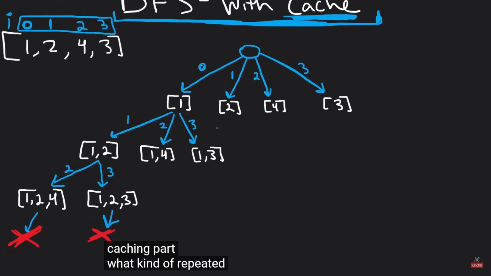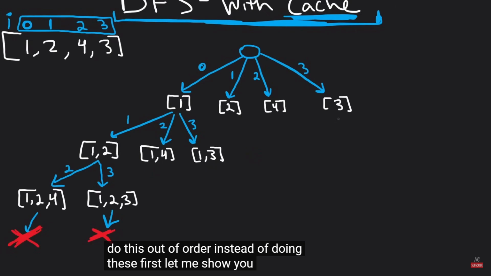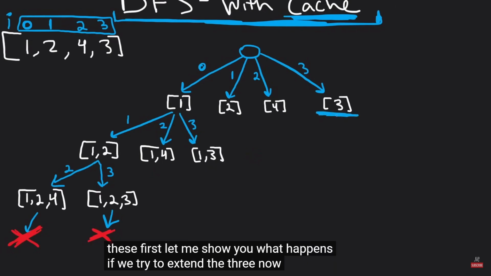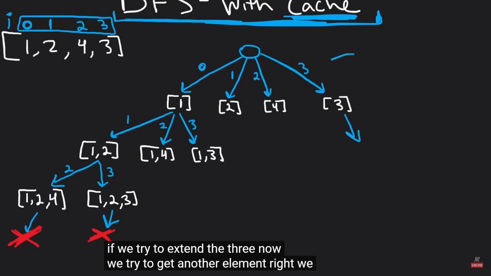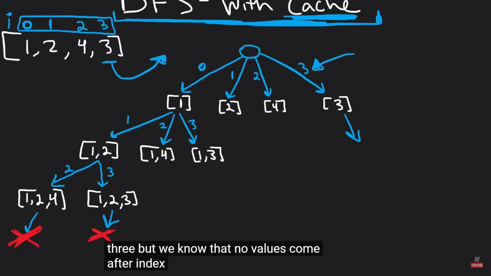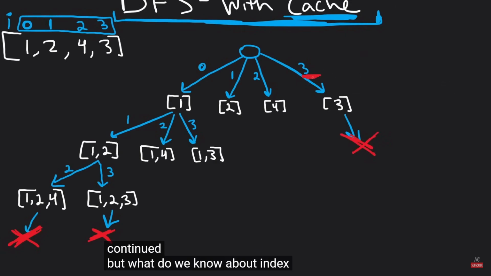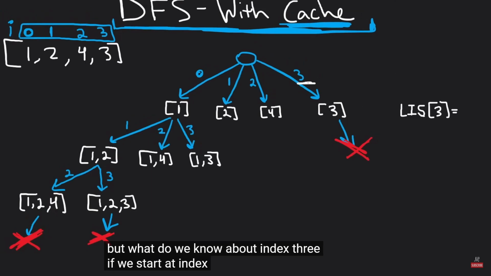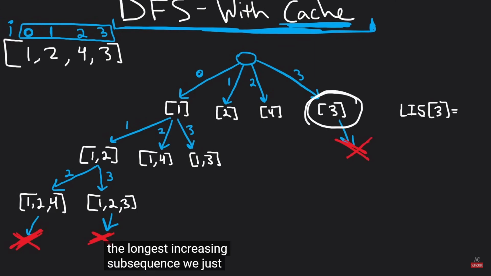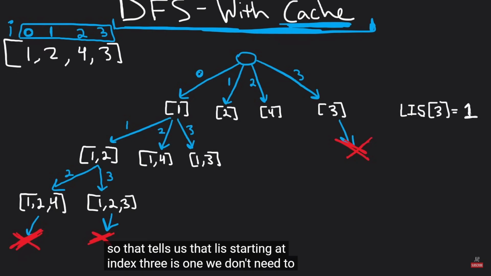What kind of repeated work have we eliminated? Well, let's just do this out of order. Instead of doing these first, let me show you what happens if we try to extend the 3 now. We try to get another element, right? We started at index 3, but we know that no values come after index 3, so this one cannot be continued. But what do we know about index 3? If we start at index 3 and we want the longest increasing subsequence, we just get a single 3. So that tells us that LIS starting at index 3 is 1. We don't need to repeat this work.